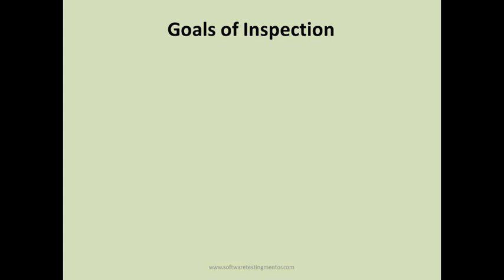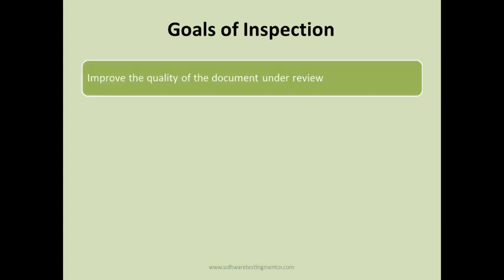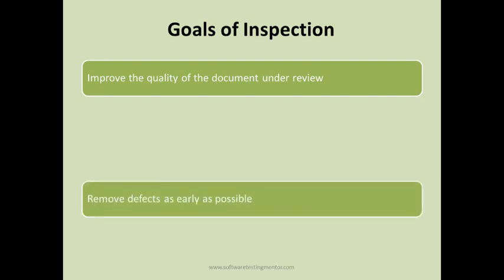What are the goals of inspection? So the goals of inspection are to improve the quality of the document under review. For any review, any static testing technique, the main goal is to improve the process or improve the quality of the document, to ensure that there are very few defects, or no defects, being transmitted to another phase in SDLC. So to improve the quality.